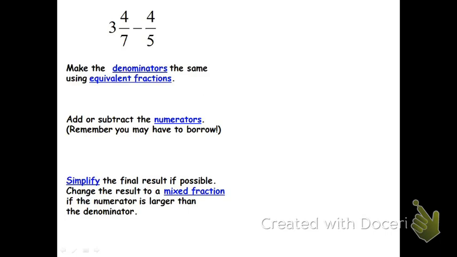Okay, so again, we want to subtract. We have a mixed number and a fraction. So we're going to create a common denominator. So in this case, we're going to use 7 and 5, so that's going to be 35. So the first one becomes 3 and 20 over 35, multiplying it by 5, minus 28 over 35. All right, I go to subtract.